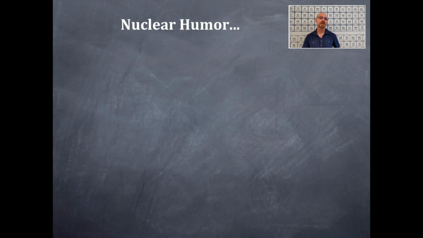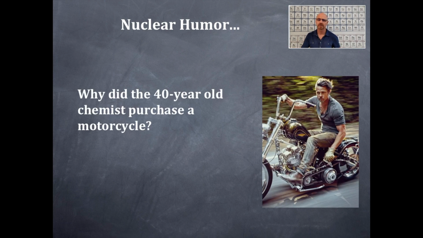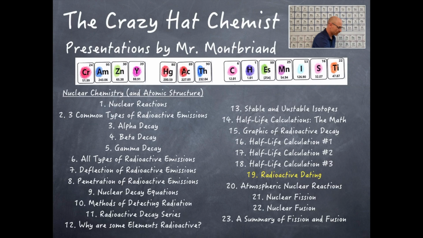Here's a bit of nuclear humor to tie up today, so watch carefully. Why did the 40-year-old chemist purchase a motorcycle? There he is, that 40-year-old chemist. Because he was having a half-life crisis. Thank you very much, Jared, for that joke. I appreciate that.